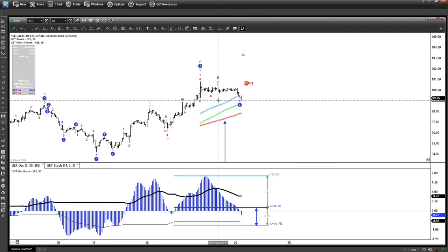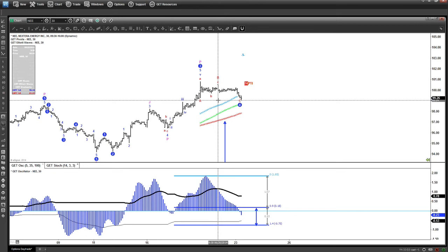If we retrace too much structure-wise, the wave 5 has a poor chance of success. Based on what I see right here, this is a good potential wave 5 candidate. I would feel comfortable buying into Nextera as soon as we can. Okay? Now this is the key. Trigger. We have a setup here that says we can go long Nextera Energy.